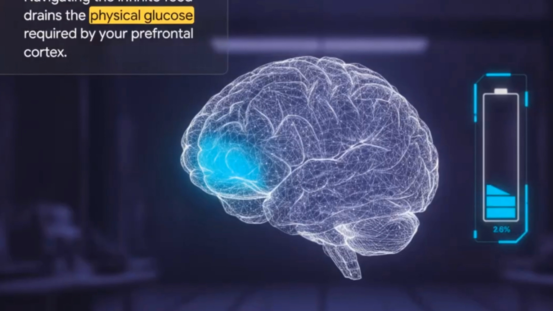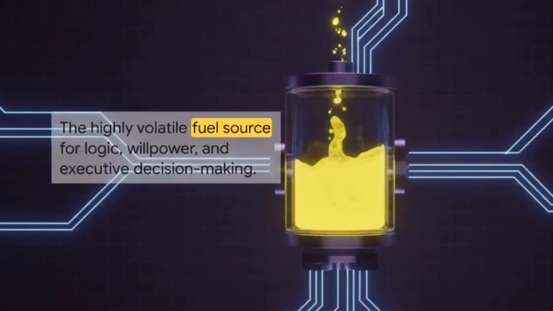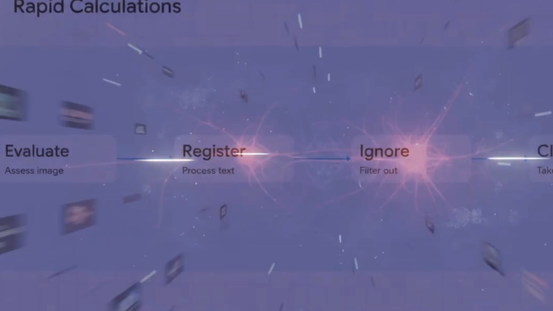Section: the neurological engine, prefrontal glucose drain. We've seen the digital lever, but now we really need to look at the literal biological cost this exacts on your brain. Let's focus on your prefrontal cortex. It sits right behind your forehead and acts as your biological command center for logic, willpower, and executive decision-making. But unlike the rest of your body, this command center runs on a highly volatile, finite fuel source, physical glucose. It is not an infinite battery. Every single time you make a choice, exercise willpower, or process complex information, you are actively draining this physical reservoir of glucose.